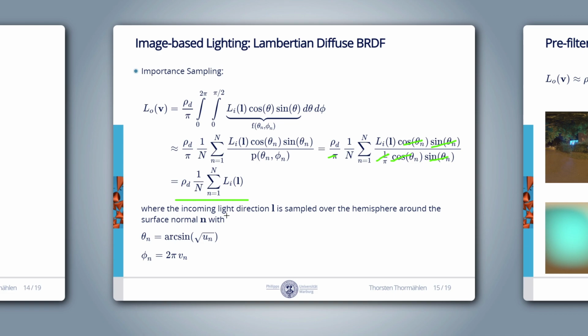where the incoming light direction L is sampled over the hemisphere above the surface normal with theta n equals arcsine square root of un and phi n equals 2 pi vn, and un and vn are uniformly distributed random values in the interval from 0 to 1.